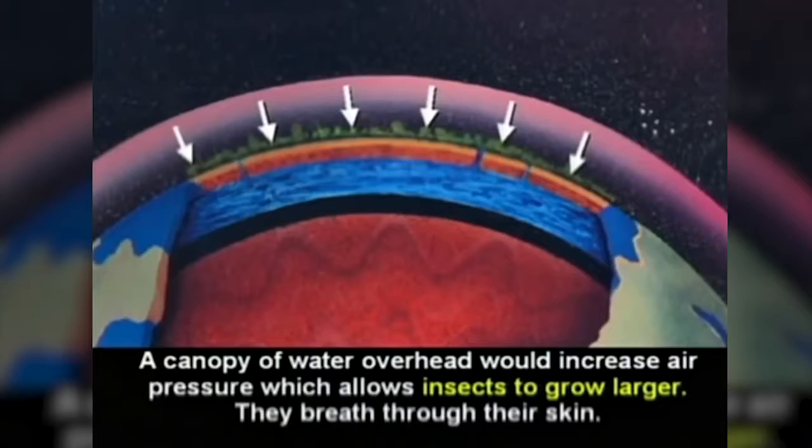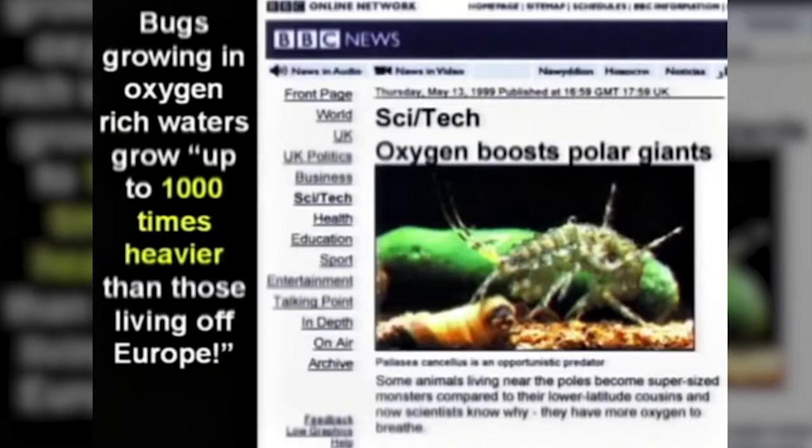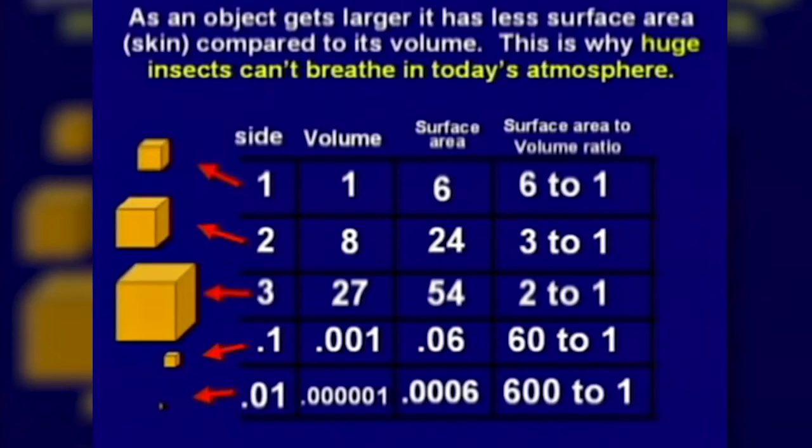But before the flood came, this canopy of water would increase air pressure, which would make things behave very differently. It makes insects grow much bigger. See, insects are limited on size based on the amount of oxygen they can get. Insects that live in oxygen-rich waters get 1,000 times heavier than those that don't. It has to do with the surface area to volume ratio. Without boring everybody for a half hour, the larger an insect gets, it has more skin, but not compared to its volume. The surface area compared to its volume ratio drops off, as you can see on the chart here. So as an insect gets larger, it doesn't have enough skin because insects breathe through their skin.